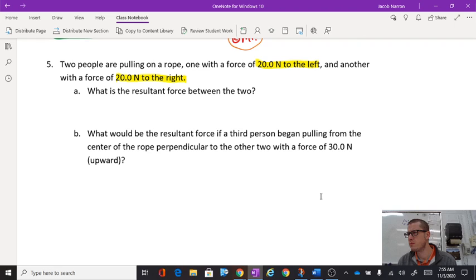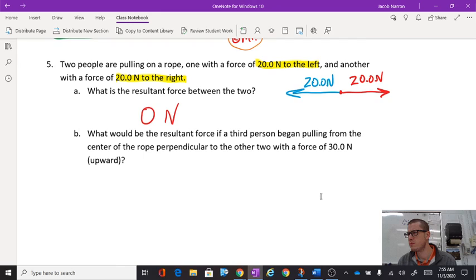Well, guys, if you just draw this picture, one's pulling 20.0 newtons, by the way, that's what N stands for, to the left, and another one's pulling 20.0 newtons to the right. If you add those two together, they're going to cancel each other out. Nobody's going to go anywhere. So the resultant force between the two is going to be a whopping 0 newtons, because they cancel each other out.